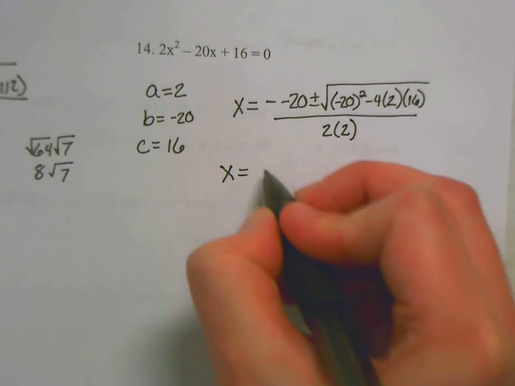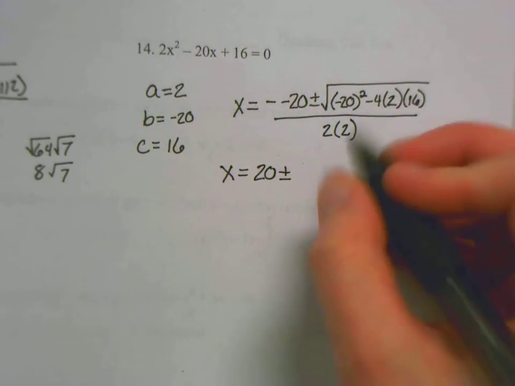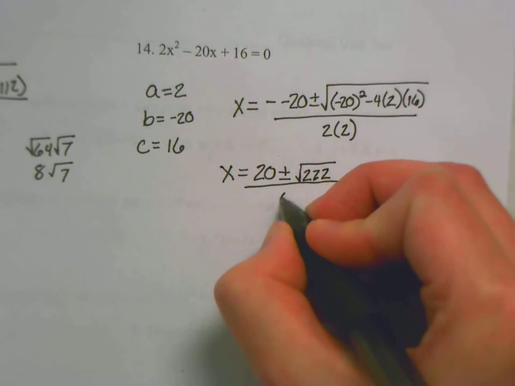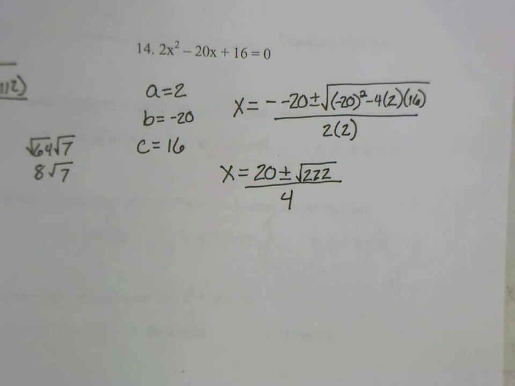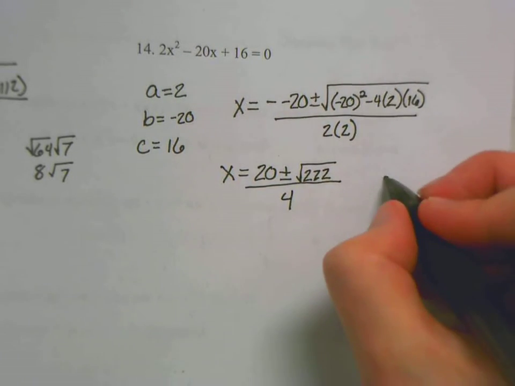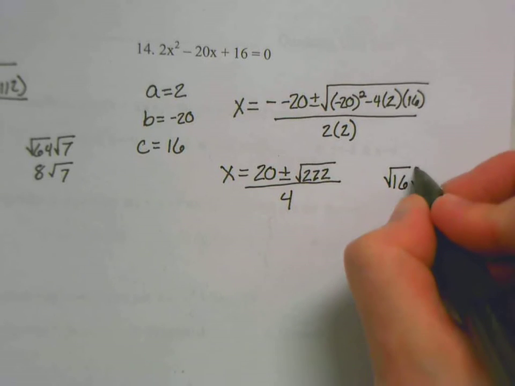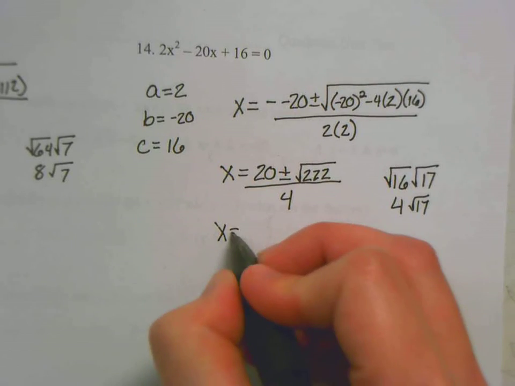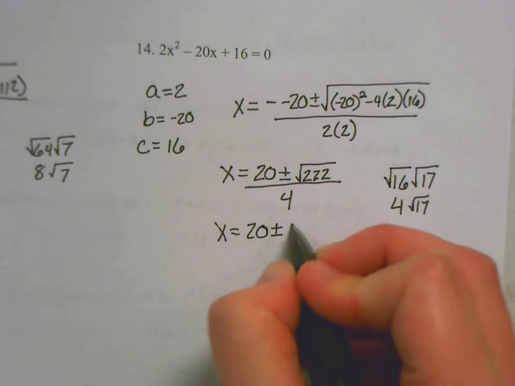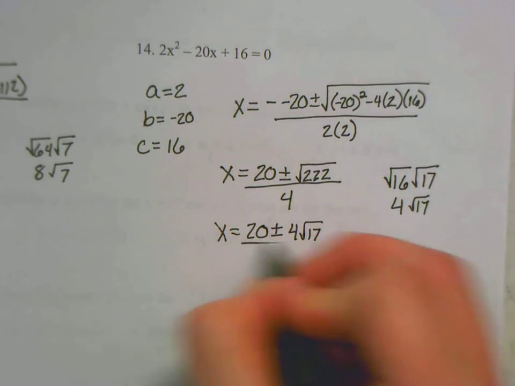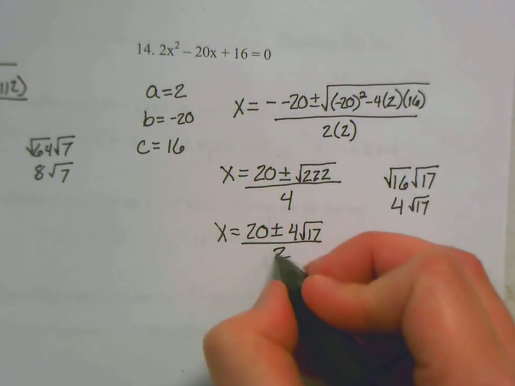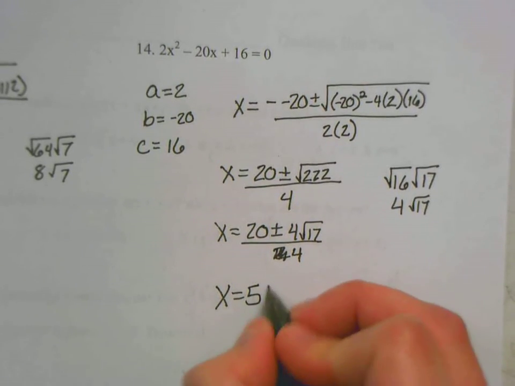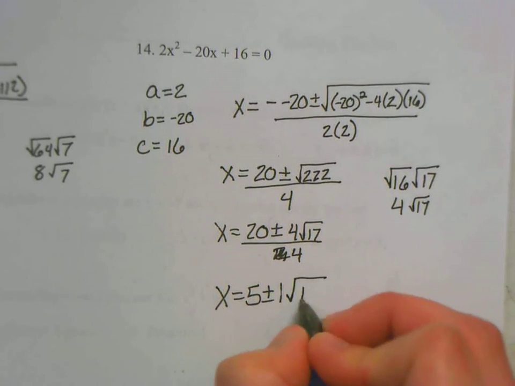So if you simplify this, you would get 20 plus or minus the square root of 272 divided by 4, which 272 can break down with radical 16 times radical 17, which is just 4 radical 17. So if I plug that in, I can simplify this even more because now the two whole numbers on top, that should be a 4 on bottom, are divisible by 4. So it turns into 5 plus or minus 1 radical 17.